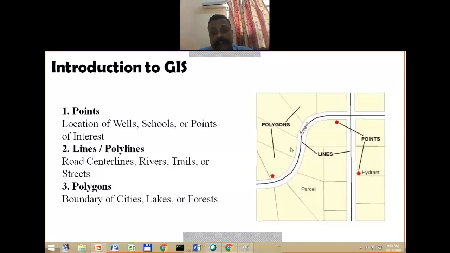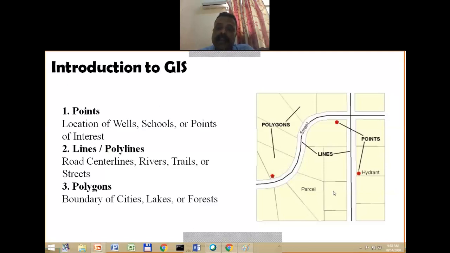The next thing the GIS can handle within the vector data model is the line or the polyline. Here also you see some of the lines, like this is a line. These lines are supposed to represent streets, or this may be rivers. This may be any of the linear features that you come across in normal day-to-day life.